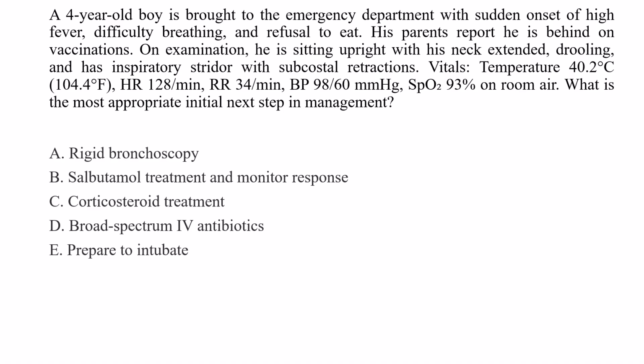A 4-year-old boy is brought to the emergency department with sudden onset of high fever, difficulty breathing, and refusal to eat. His parents report he is behind on vaccinations. On examination, he is sitting upright with his neck extended, drooling, and has inspiratory stridor with subcostal retractions. Vitals are temperature of 40.2 degrees Celsius, heart rate of 128 beats per minute, respiratory rate of 34 breaths per minute, blood pressure of 98/60, and oxygen saturation of 93% on room air.